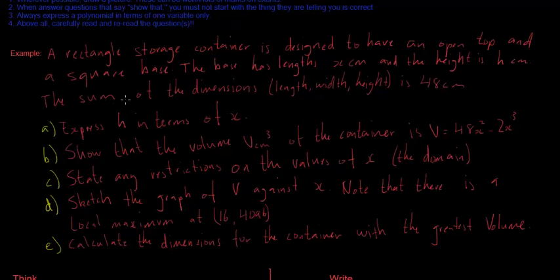So here we read the question. It tells us that the sum of the dimensions, length, width and height, is 48 centimeters. That's our first important bit of information. The other thing it tells us is that the base has lengths x centimeters and the height is h centimeters.